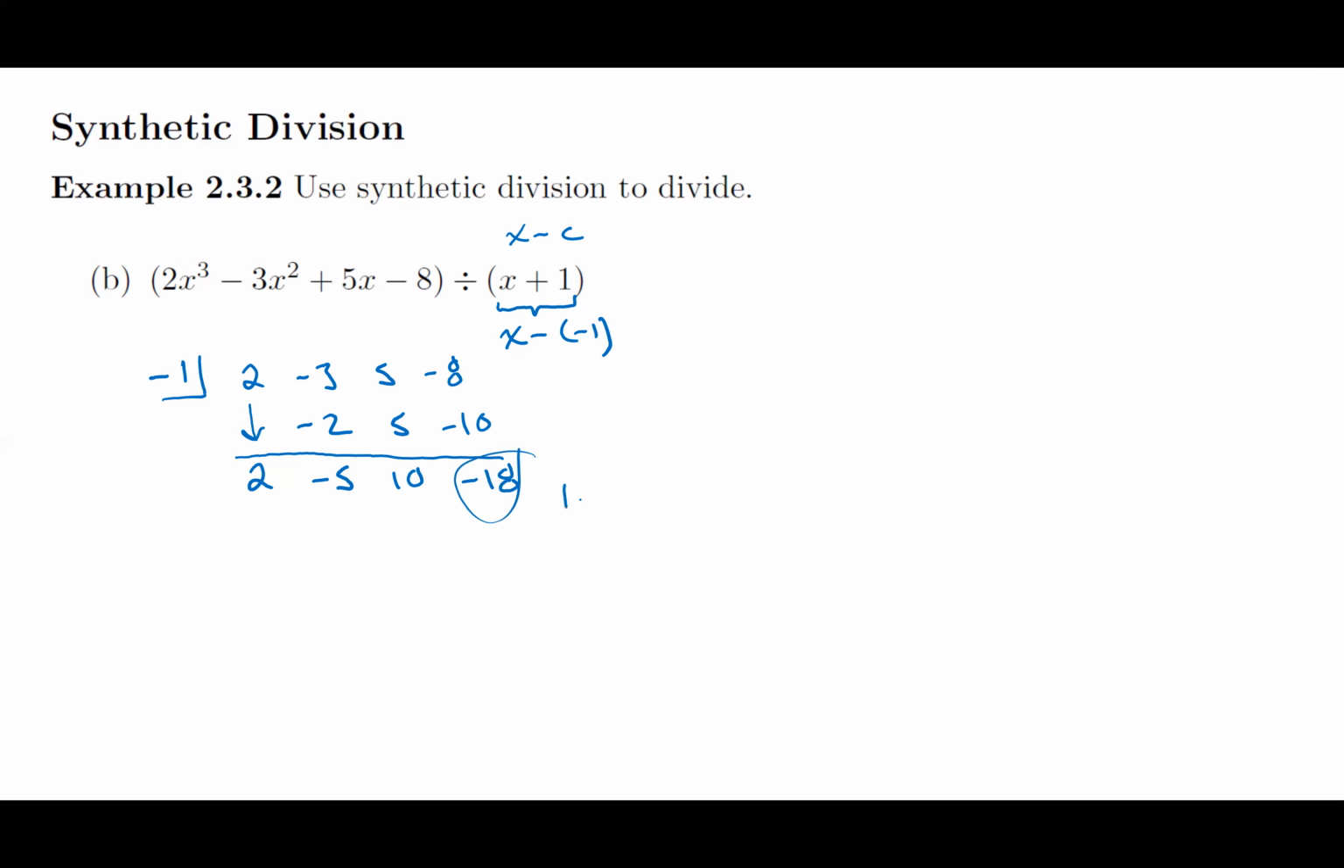This last spot here is my remainder. And again, I'm decreasing the degree, right? X cubed over x to the first is going to give me a quadratic. So 2x squared minus 5x plus 10 minus, and then you could write this as 18 over x plus 1, or remainder -18.